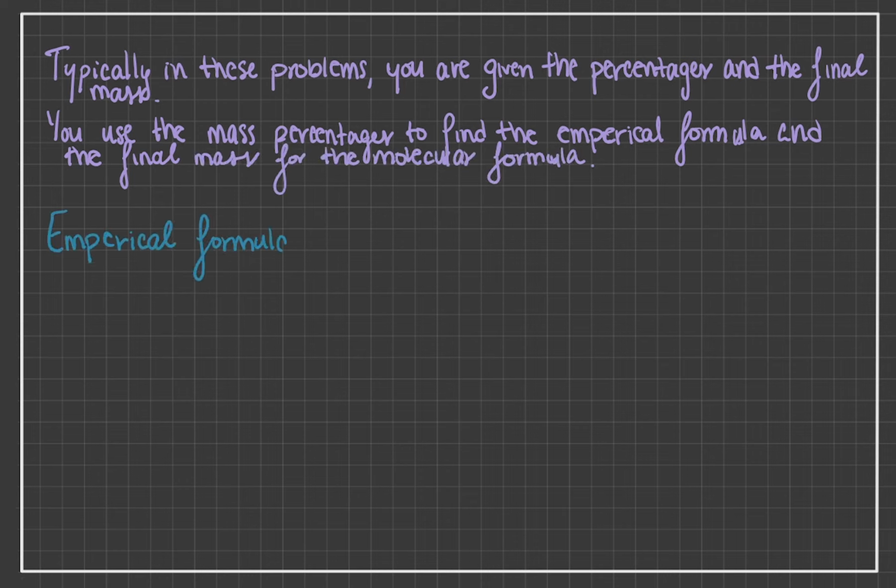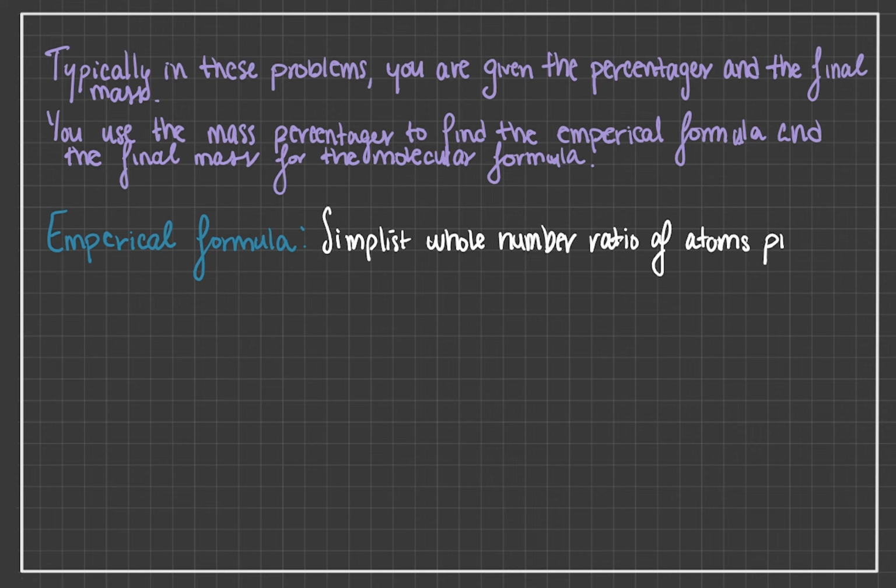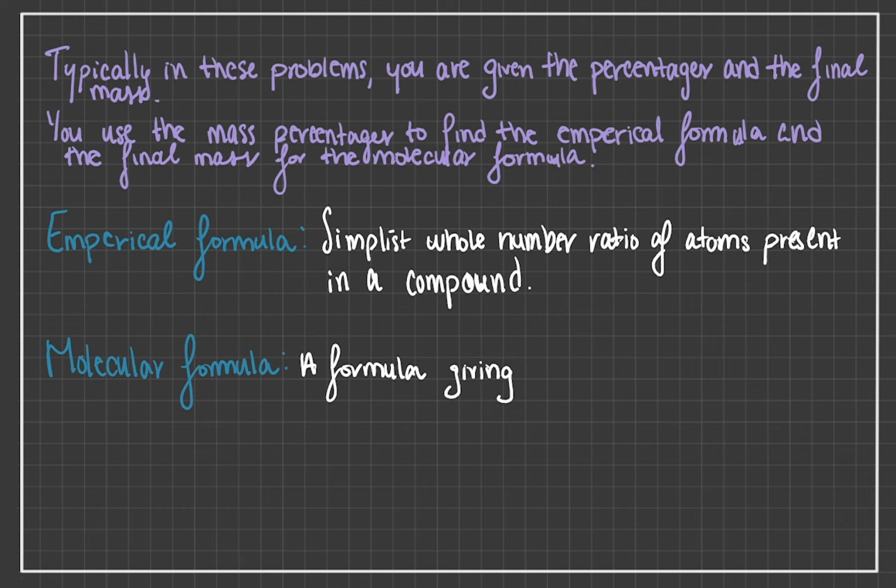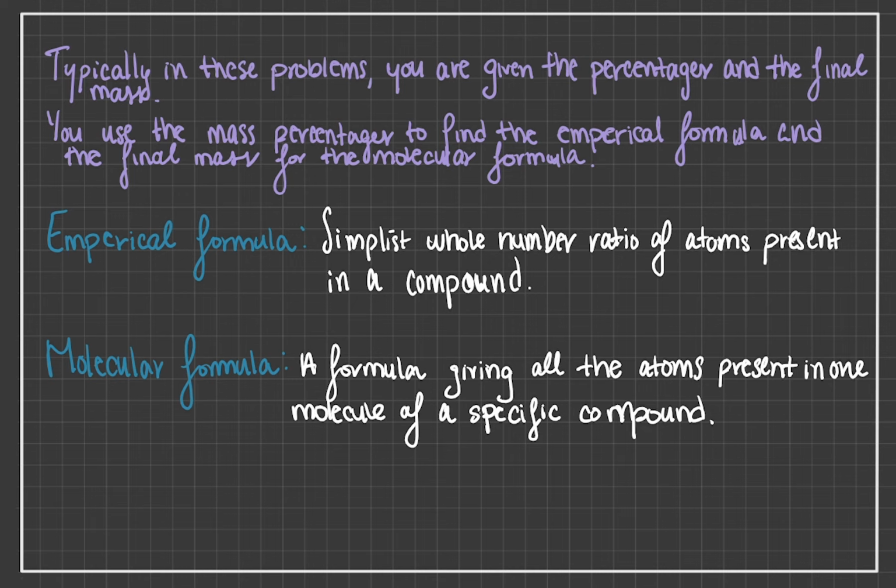The empirical formula is the simplest whole number ratio of atoms present in a compound. So, for example, H2O is an empirical formula. If you multiply that by 2 or by 3, that's how you get the molecular formula, which is a formula giving all of the atoms present in one molecule of a specific compound.